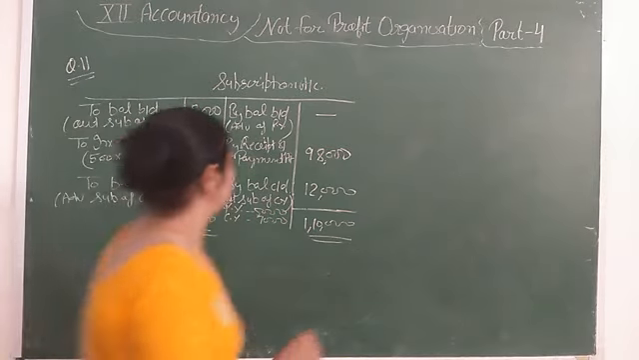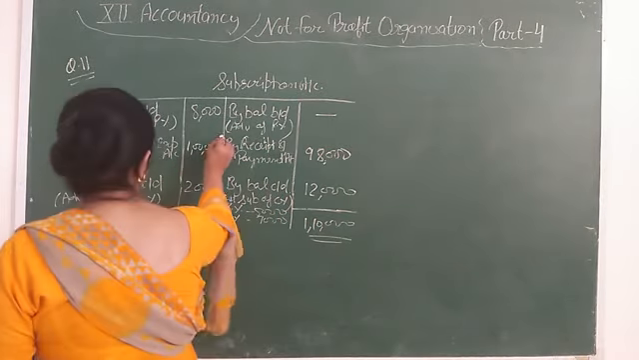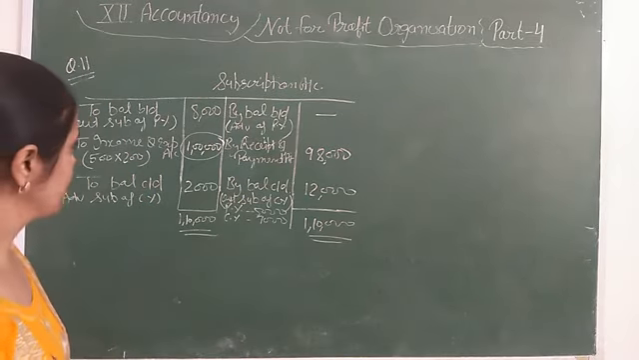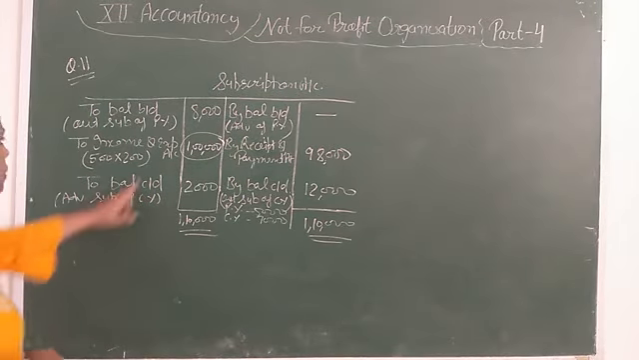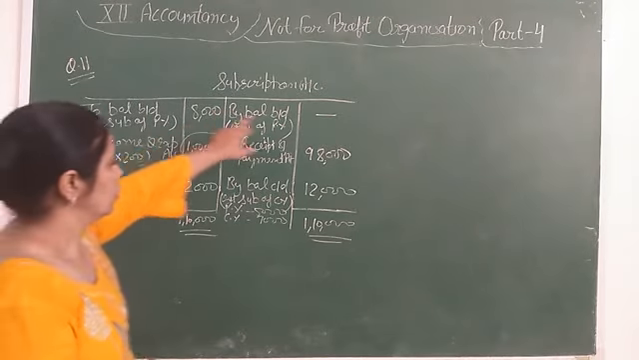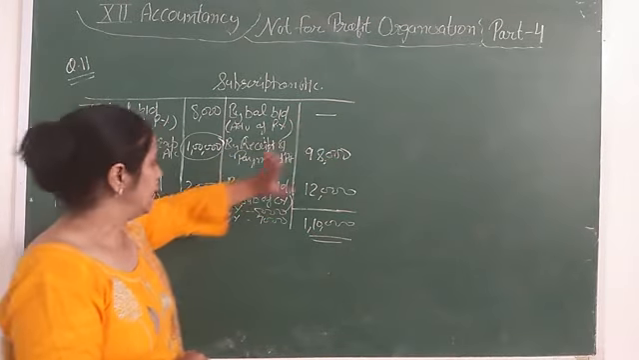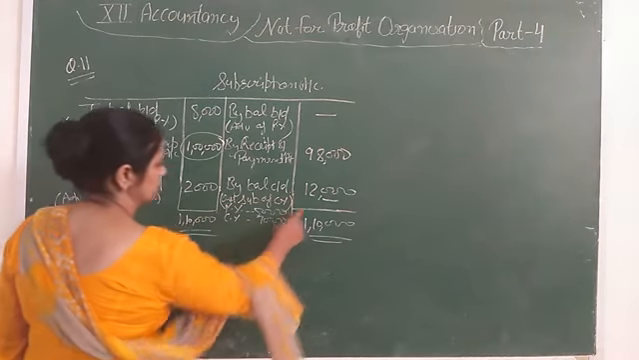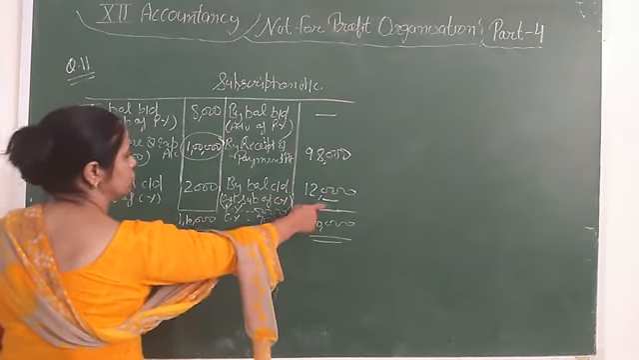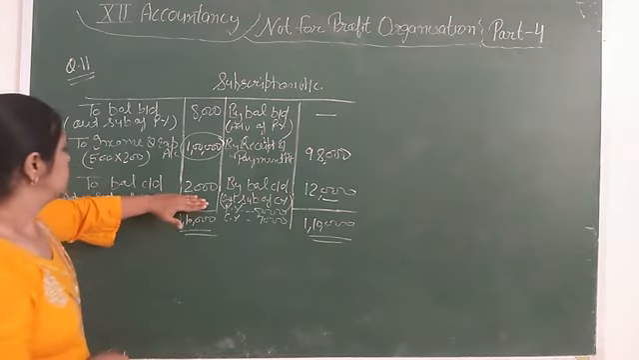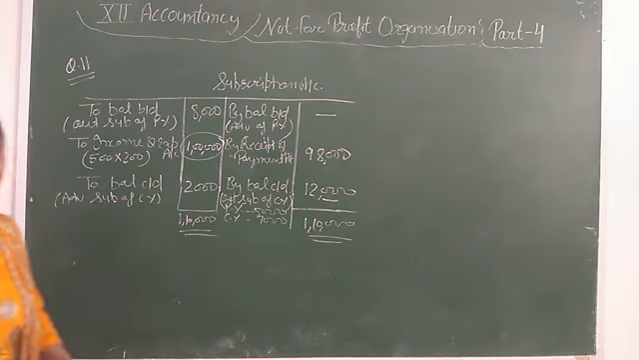So subscription in the income and expenditure account, we will show this 1 lakh rupees. In the previous year balance sheet, only on the asset side we will put the outstanding subscription, no advance subscription of the previous year. And in the current year balance sheet we will put outstanding subscription 12,000, not 7,000. In the balance sheet we will put the total outstanding subscription 12,000, and 2,000 on the liability side as advance subscription. Okay, clear?